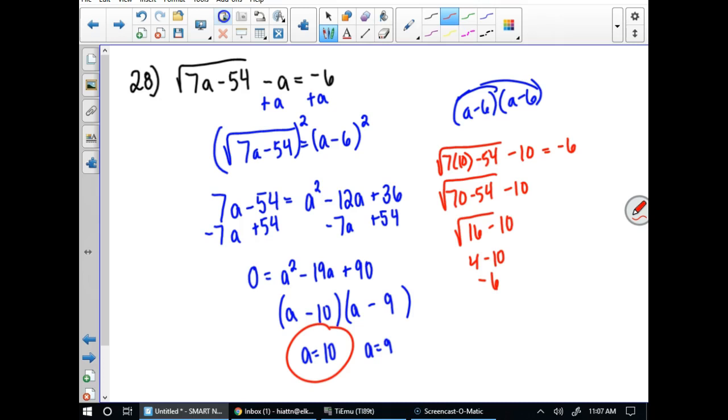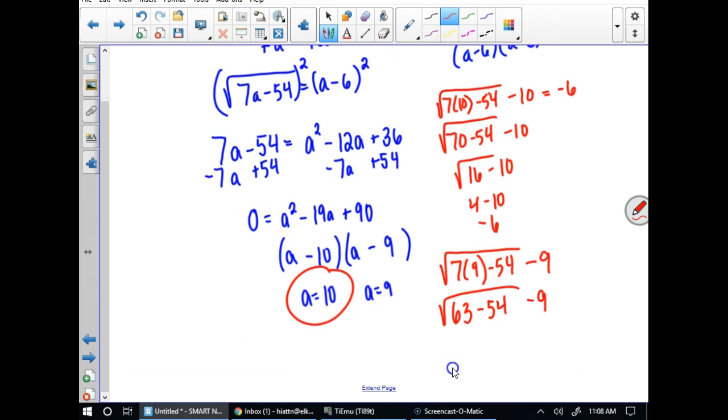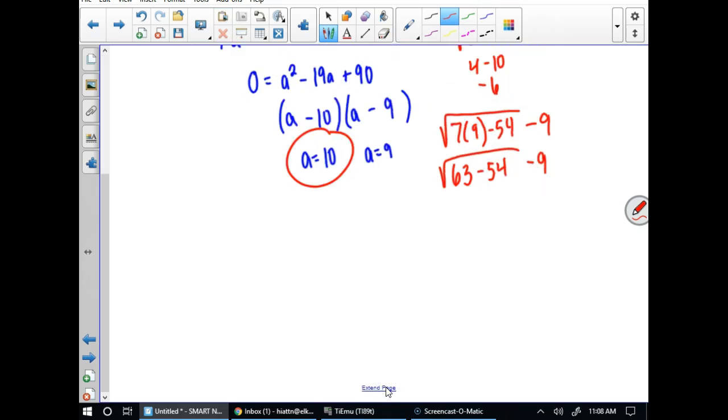And then we need to plug in our 9. 7 times 9 minus 54 minus 9. So we'll have 63 minus 54 minus 9. And 63 minus 54 is square root of 9, which is 3 minus 9, which does give us negative 6 also. So both of these are answers.